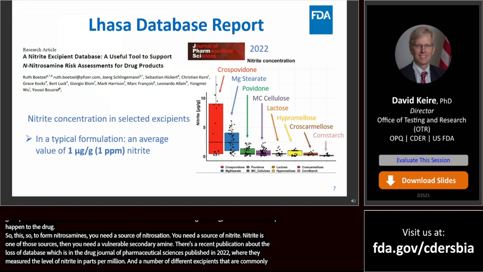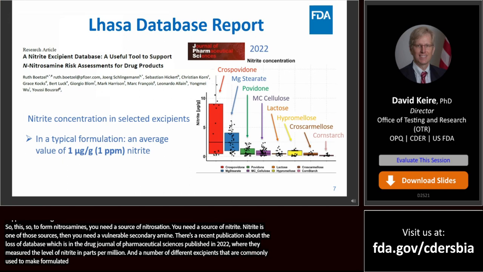Some of them are listed here on this chart: crospovidone, magnesium stearate, povidone, microcrystalline cellulose, lactose, hypromellose, croscarmellose, and cornstarch. You can see each of them has varying amounts across all the lots and batches they tested, with crospovidone having the highest amounts, close to 10 parts per million.